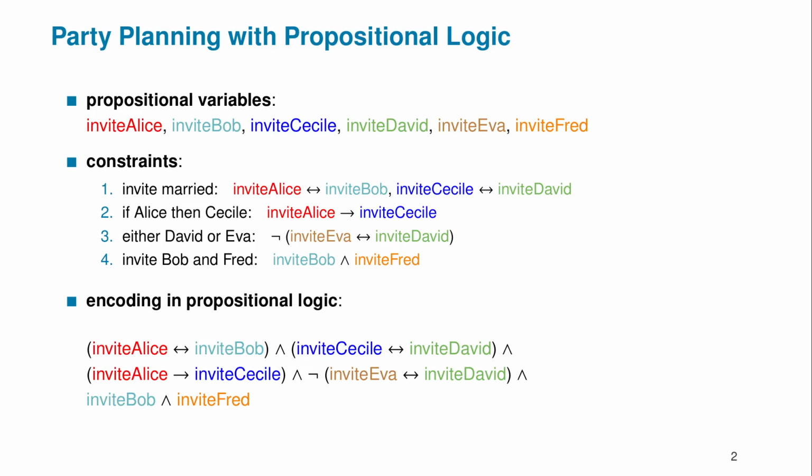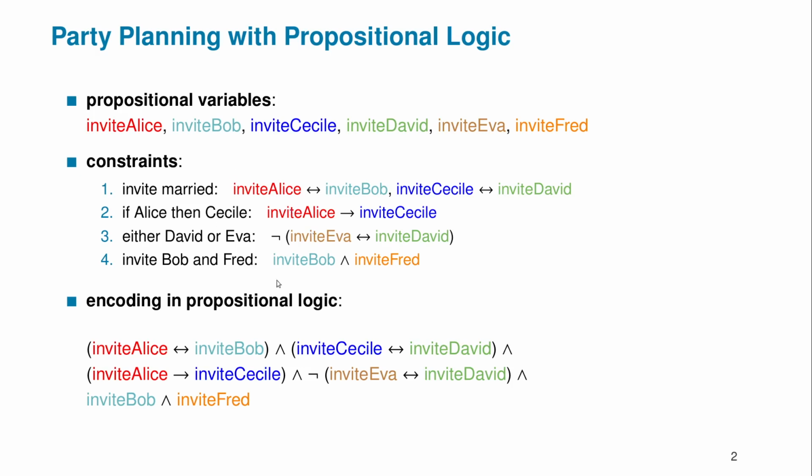And then we have so-called Boolean connectives, which allow us to express the constraints. I will not go into detail how we can do this, but we here see that we have this construct saying, for example, that invite Alice has to have the same value as invite Bob. This is this arrow in both directions here. And so if invite Alice is true, also invite Bob has to be true and vice versa. And in a similar way we can express the other constraints. About the details we will talk in the next lecture.